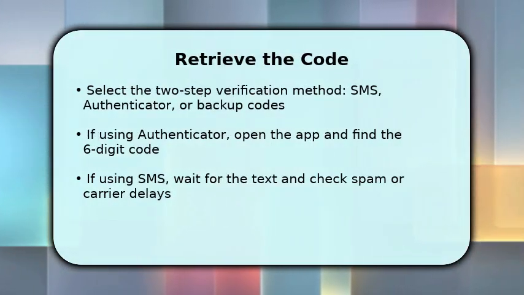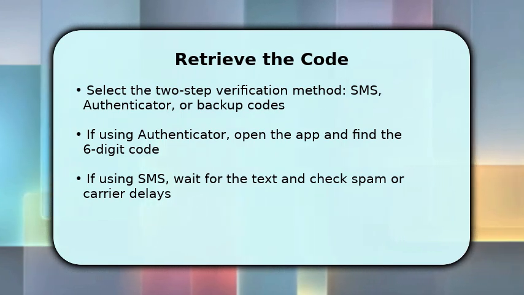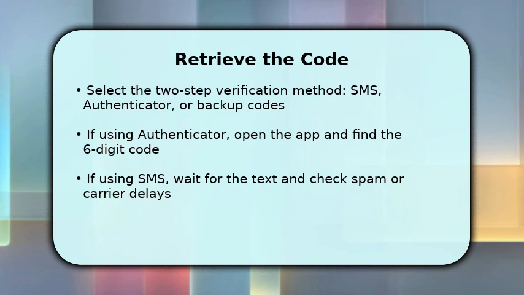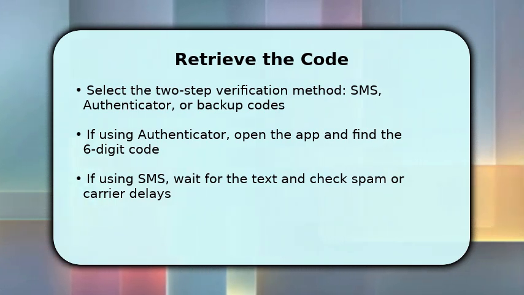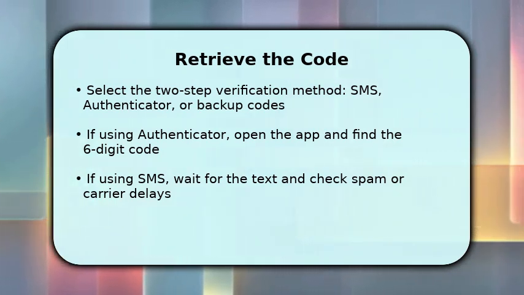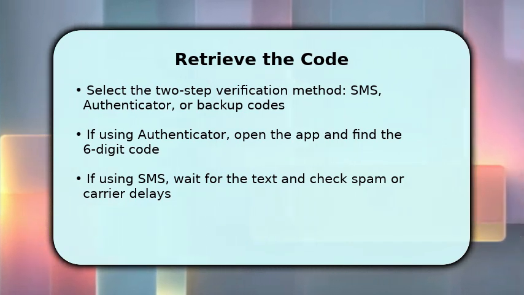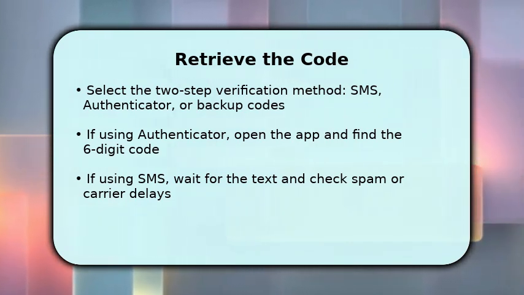If you selected SMS, watch for the text message. If it's slow, check your Signal and Message app's spam folder. If you use an authenticator app, open it and read the 6-digit code next to your Google entry. It refreshes every 30 seconds, so act quickly. If you have backup codes, choose one and enter it.